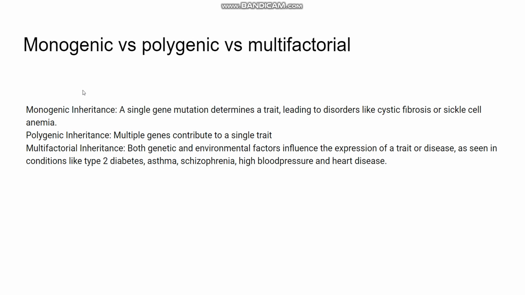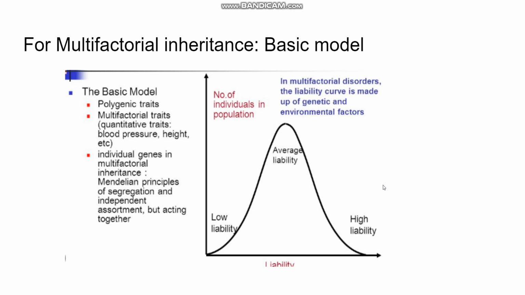And polygenic inheritance refers to multiple genes contributing to a single trait, and multifactorial inheritance refers to the fact that many genes interact with each other and environmental factors, and these all together are responsible for a single trait or disease. Examples of this include type 2 diabetes, asthma, schizophrenia, high blood pressure, heart disease, some types of cancer, lung cancer, and so on and so forth.